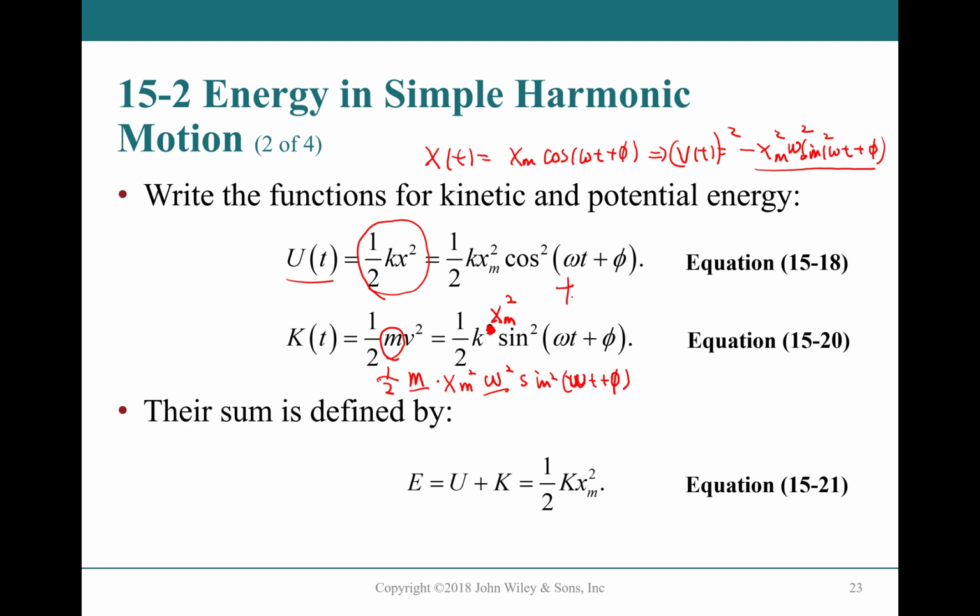And then we can add this together because sine squared plus cosine squared is 1. So we get K plus U equals E, which equals 1/2 k xm squared. So the spring constant times xm squared. Okay, so this is the total energy. Yeah, there is something missing here. This square should be xm squared.